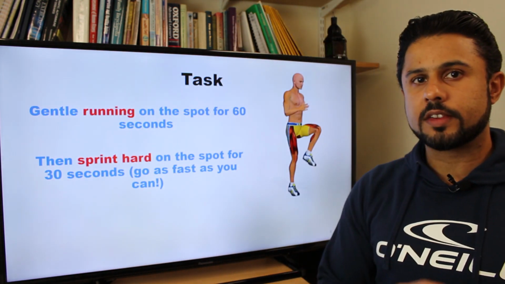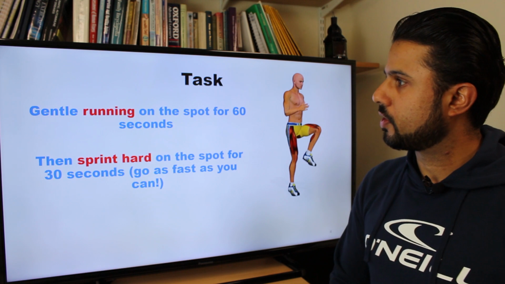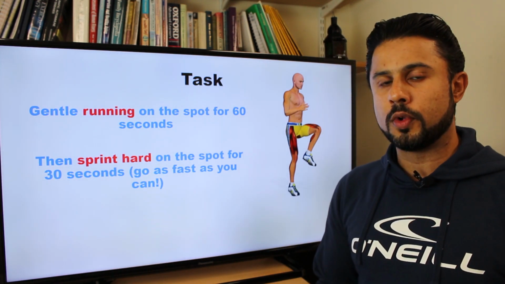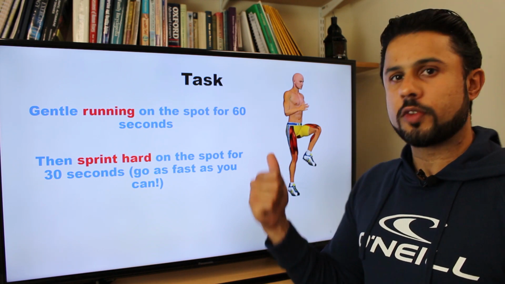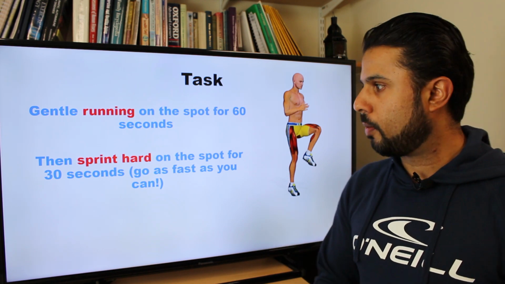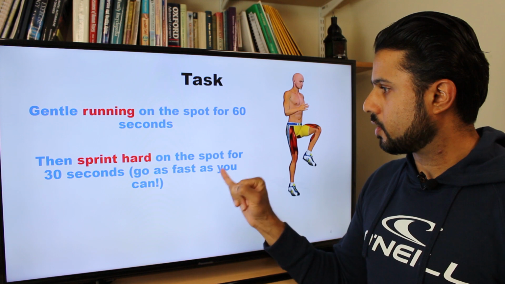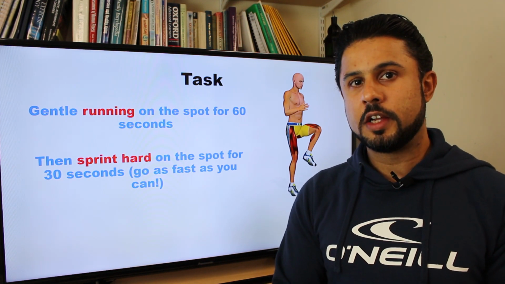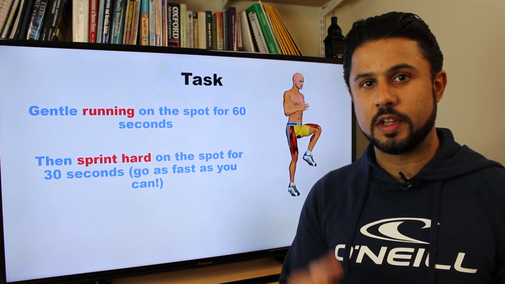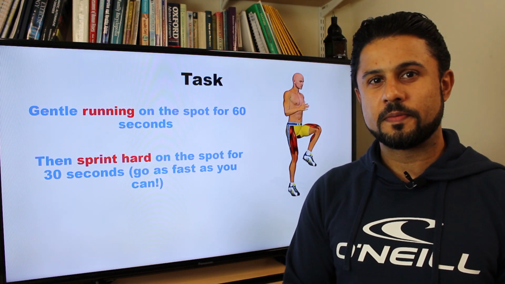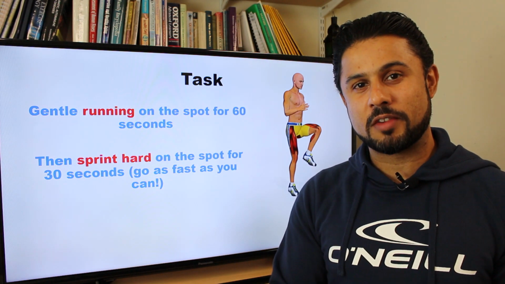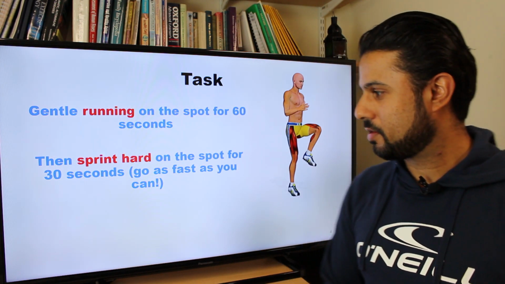So I want you to do a task before you continue the rest of this presentation. After I've stopped speaking, you can pause the video. What I want you to do is get up, run on the spot for 60 seconds, get yourself warm, and then sprint hard on the spot for 30 seconds. Try and do it as fast as you can, okay? So you can hit the pause button and do this. So hopefully you've done it. You're going to be breathing quite heavily. Grab a glass of water and get yourself settled again.